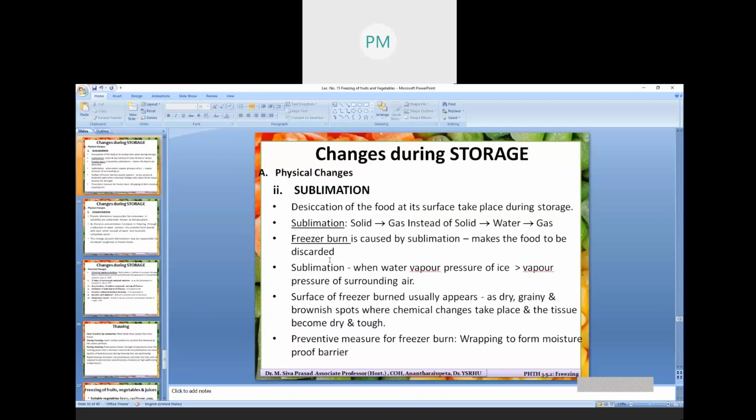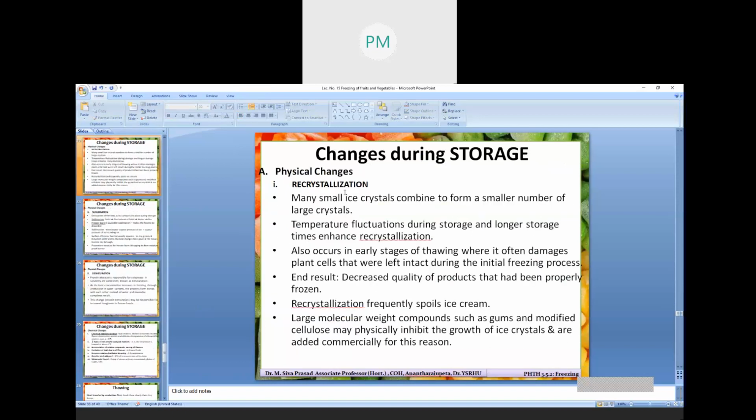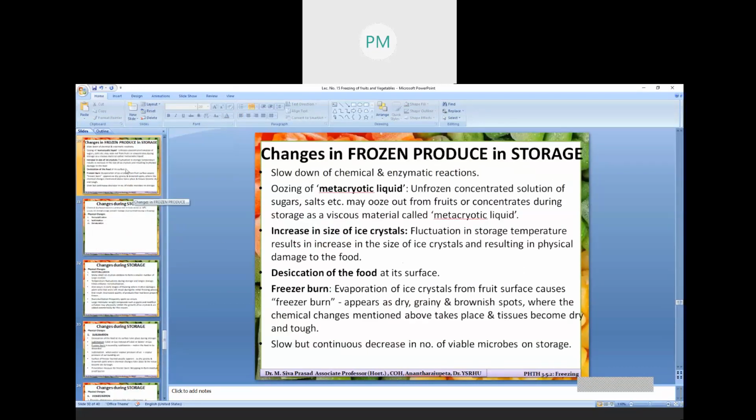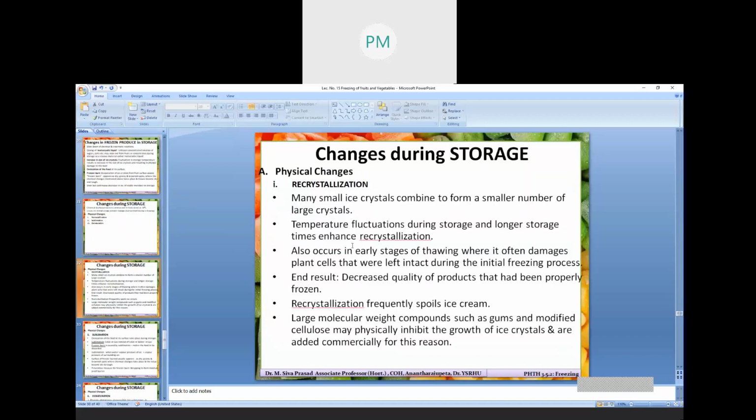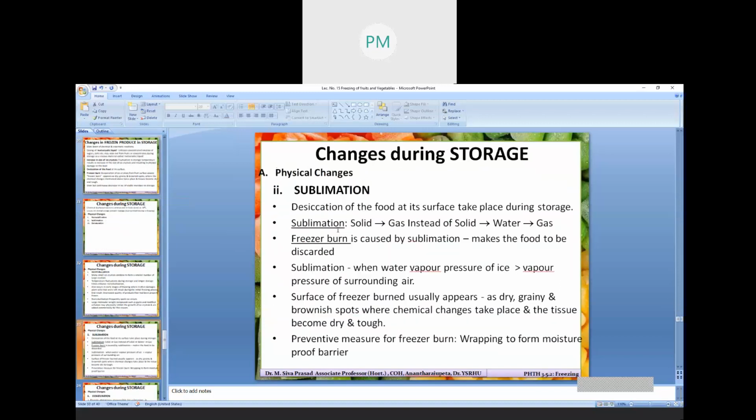So here the first one is recrystallization. Recrystallization is smaller ice crystals forming bigger ice crystals. This is due to the temperature fluctuations. Temperature fluctuations during storage will cause recrystallization, so smaller ice crystals form larger ice crystals. And in the case of sublimation, I already explained this.